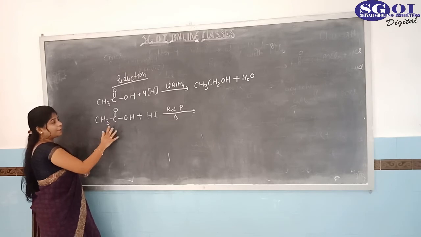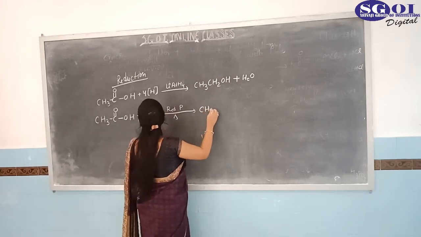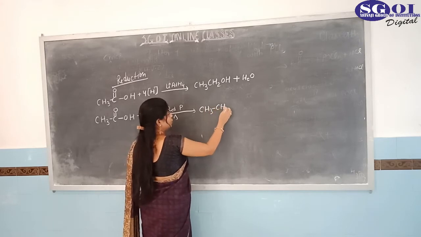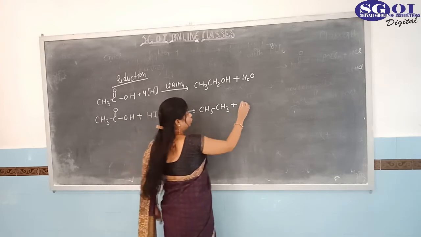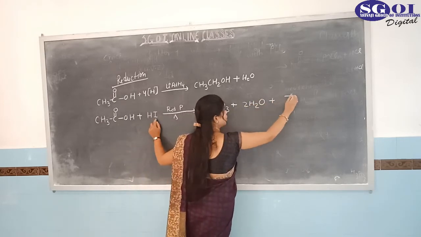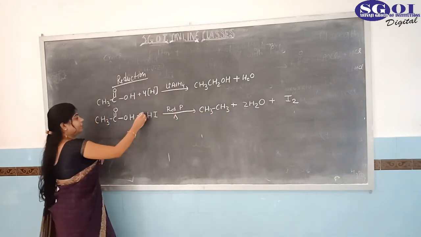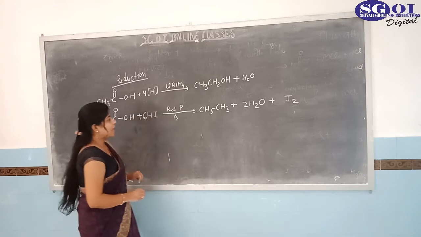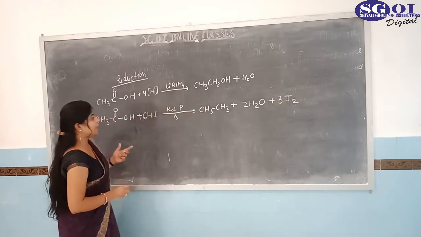ओके, सो हमको यहाँ पे क्या लेना पड़ेगा? देखिए क्या बनाना है, in the form of I2. So now for balancing the reaction we take here 6H and here we take 3I2. Now this is a balanced reaction.